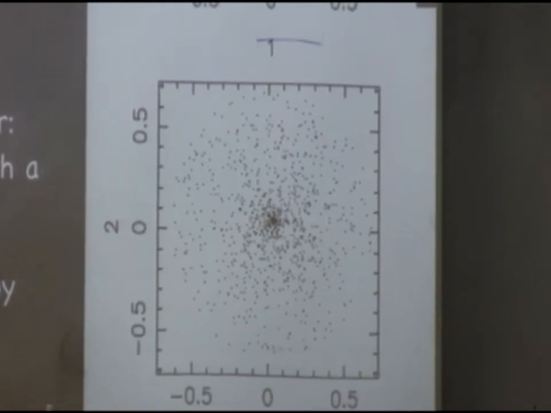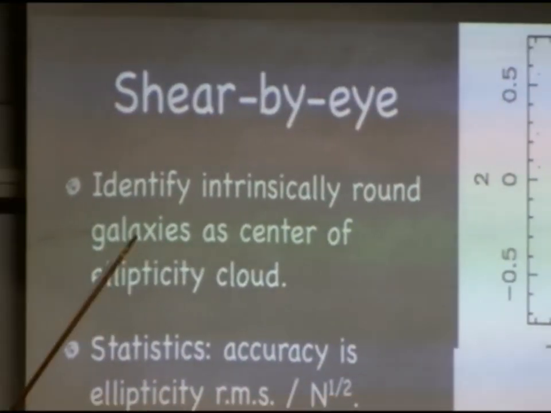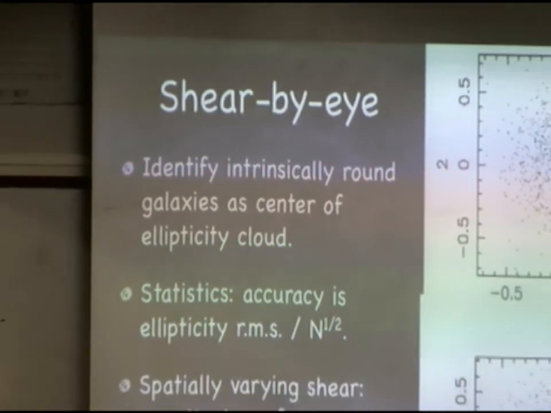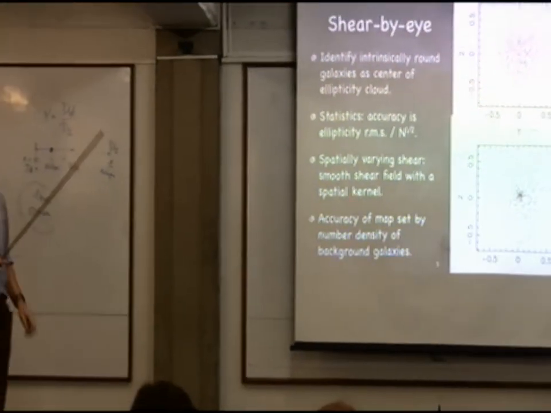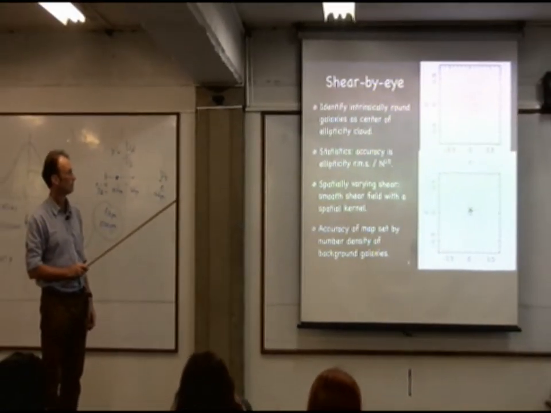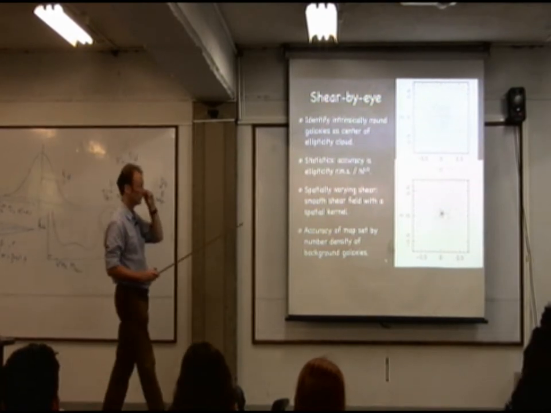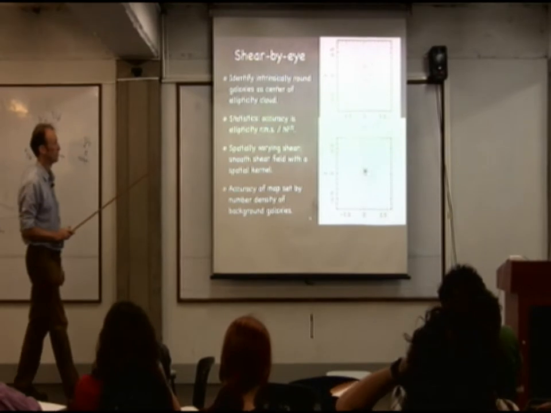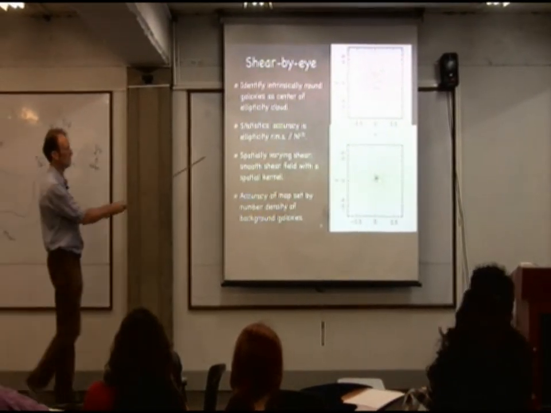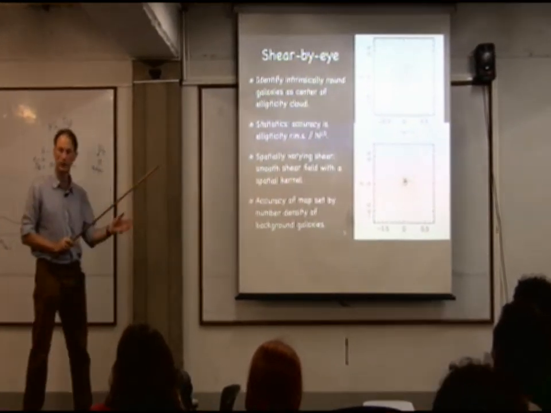So the center of this cloud are the galaxies which are intrinsically round, which are the average galaxies, which don't have a preferred direction. If that center of the cloud is not at zero but somewhere else, then you know that the whole population has been distorted. And so this is something you can measure statistically. With one galaxy, you know very little. But if you have 1,000 galaxies, you can average and you can get a very accurate measurement of the center. So the accuracy, just like in all statistics, goes like 1 over the square root of the number of galaxies that you're averaging over.